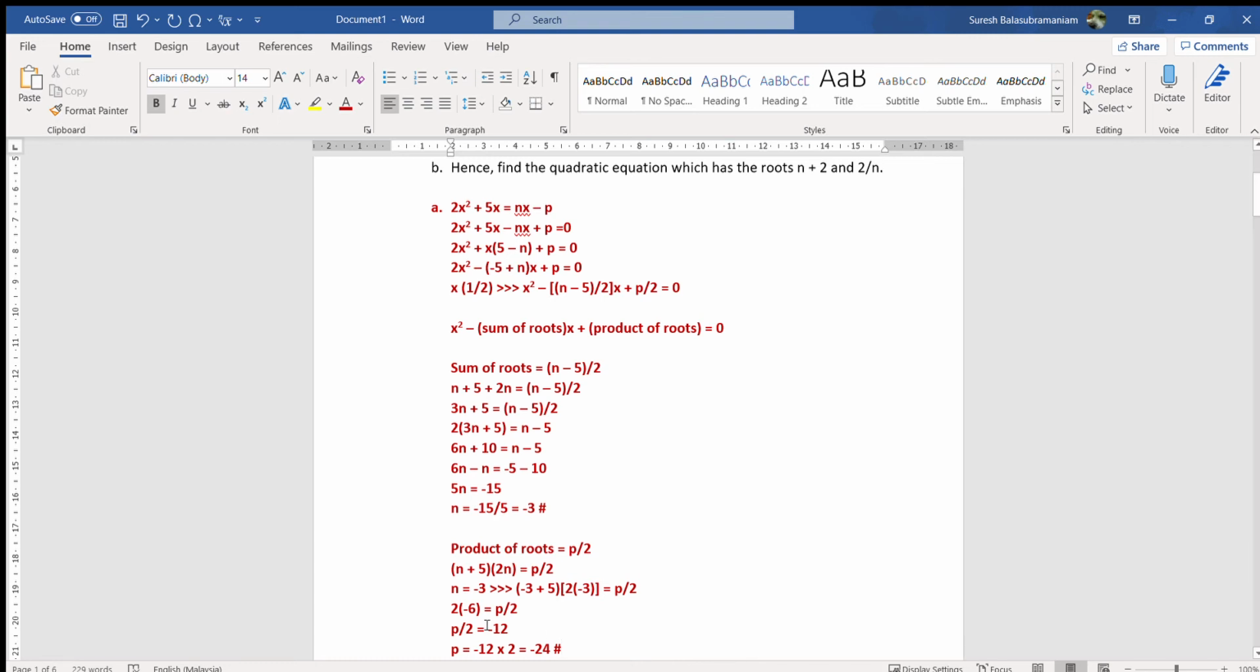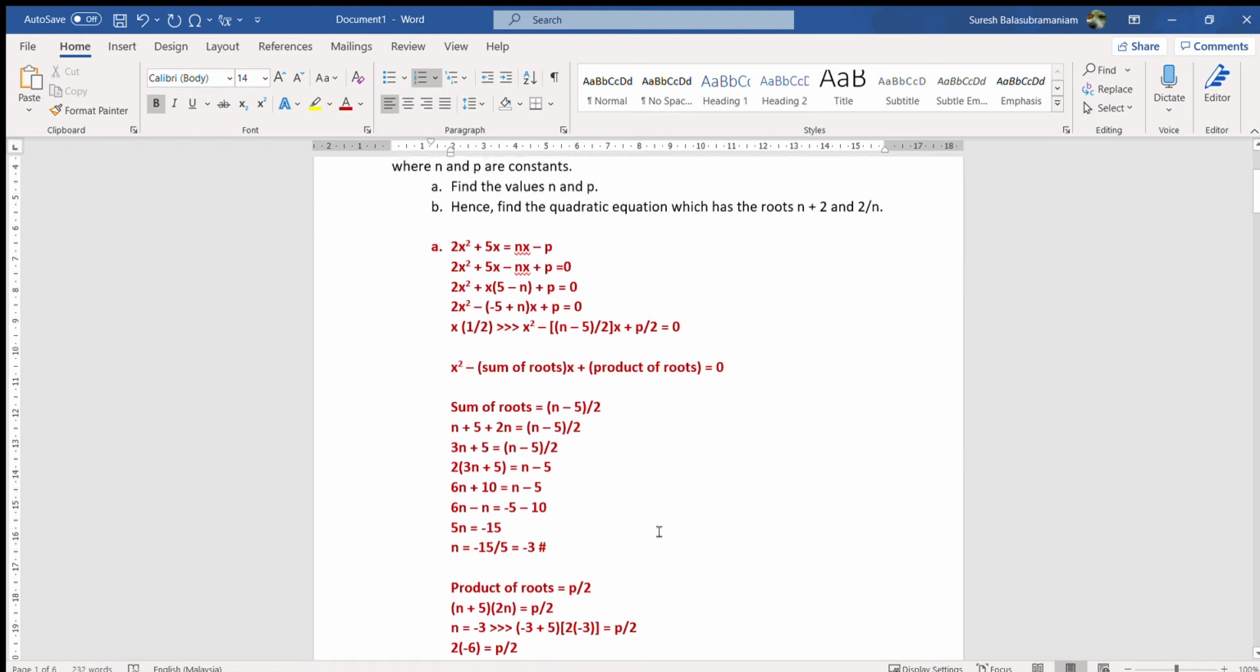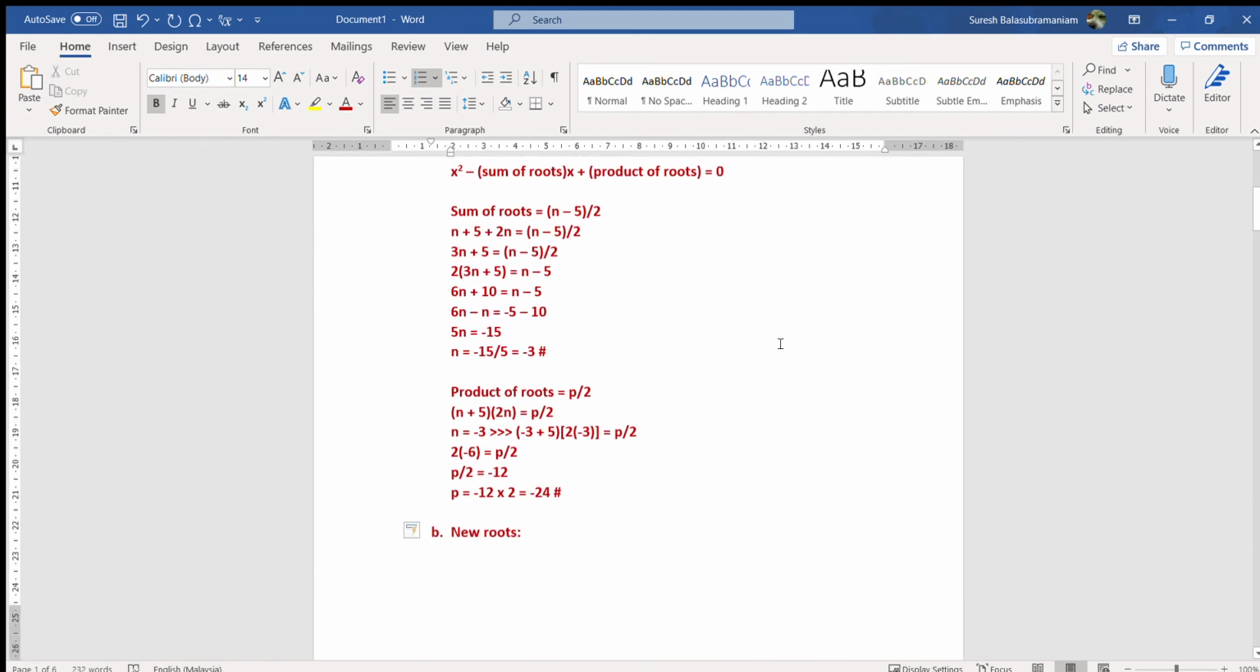So we move on to question B. Find the quadratic equation which has the roots n plus 2 and 2 over n. So we have new roots there, n plus 2 and 2 over n. We need to find a quadratic equation with the new roots. So before that, I'll just write new roots: n plus 2 and 2 over n.